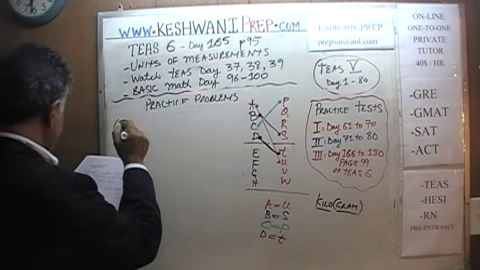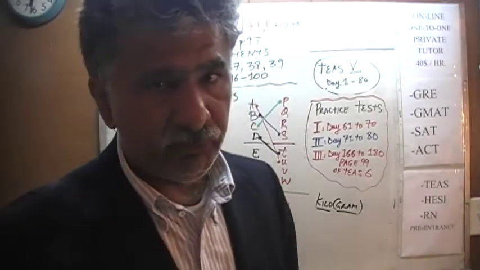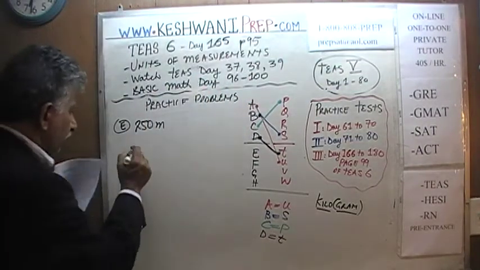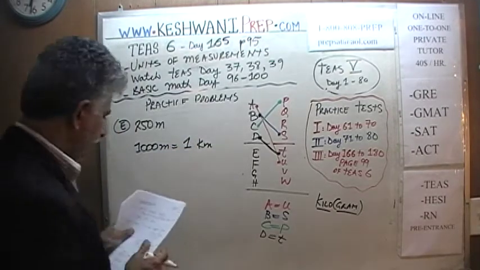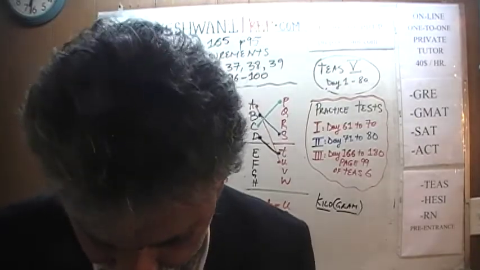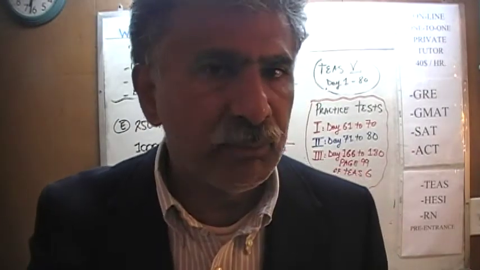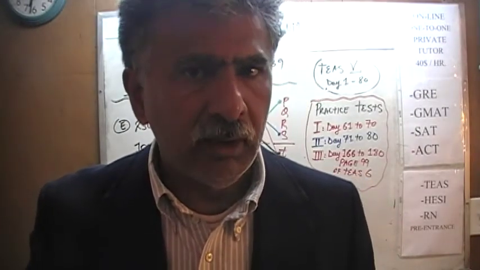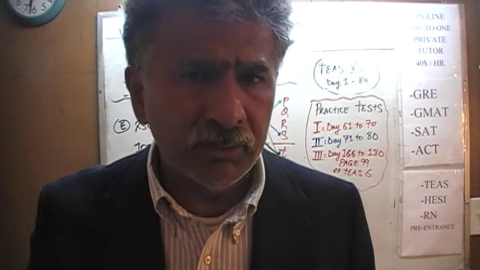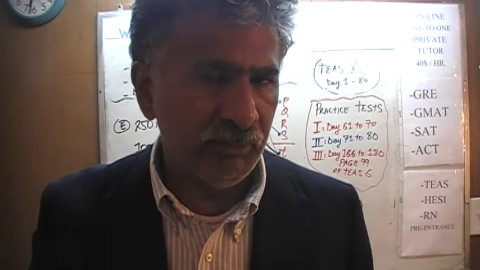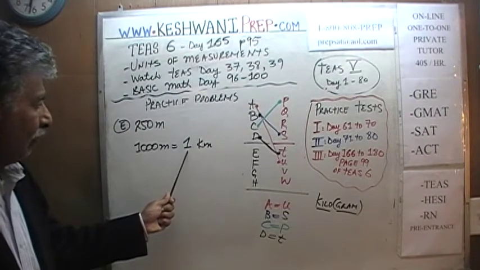The letter E says 250 meters, and we're being asked to convert into kilometers because kilometers is what we see in the other column. Again, we know that 1,000 meters equal 1 kilometer. We know that because that's what kilo means. Kilo means 1,000 times something, not 1,000. 1,000 with the TH would be milli. Kilogram is 1,000 gram. Kilometer is 1,000 meter. Kiloliter is 1,000 liter. So 1,000 meter equals 1 kilometer.